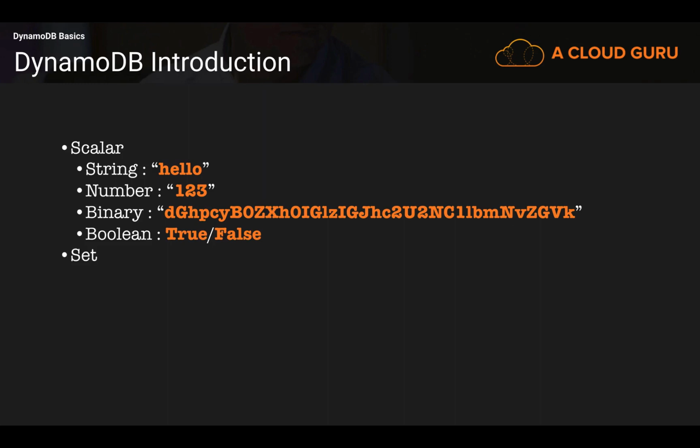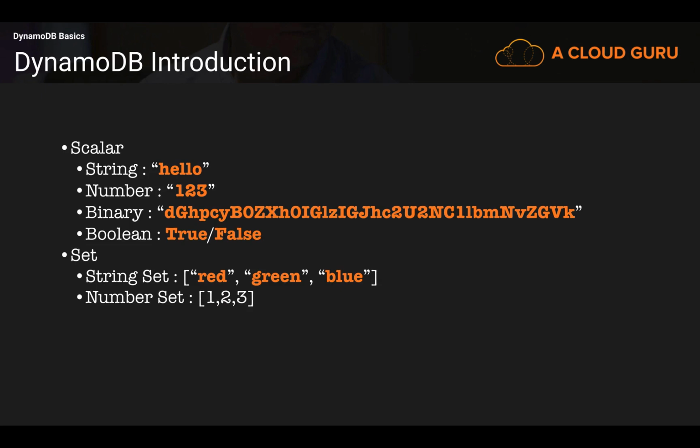Now next we have sets, which are used to store multiple scalar values. For example, we have string sets, which can store red, green, blue, or other combinations. We have number sets, which can store 1, 2, 3, or other numbers, and we have binary sets. Now, as the name suggests, each of these set types are used to store sets of their respective base scalar type. The takeaways for this are that sets are all of the same data type, and the order of the values in sets is not preserved. It's an unordered set of data.